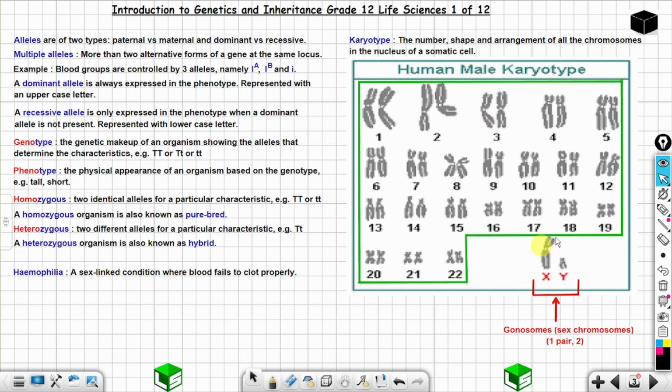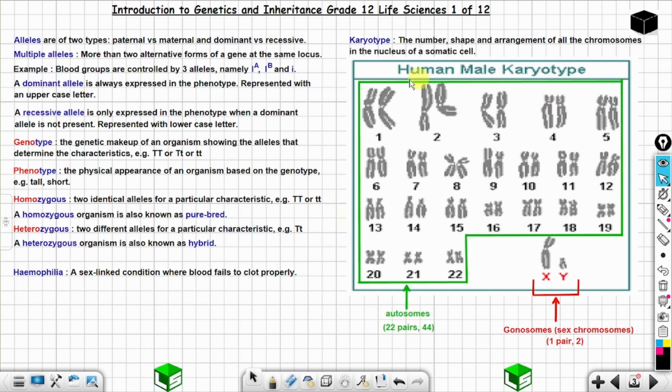You also have 22 pairs or 44 chromosomes. So these are known as autosomes. So you have 22 pairs, which is 44 chromosomes. In total, you have 23 pairs, 46 chromosomes. In each somatic cell, you are going to find 23 pairs or 46 chromosomes. In the gamete, meaning the sperm cell and egg cell, you are going to find 23 chromosomes.